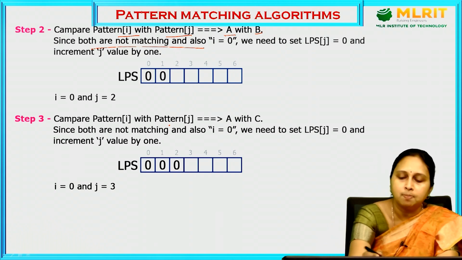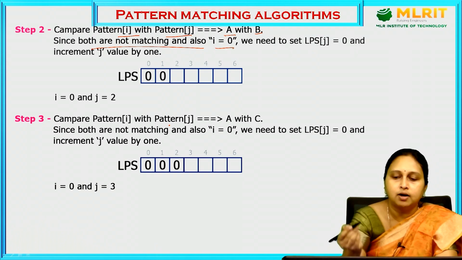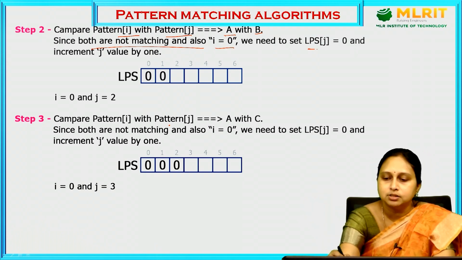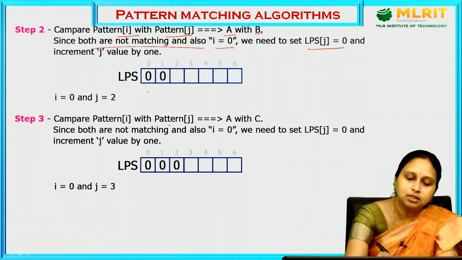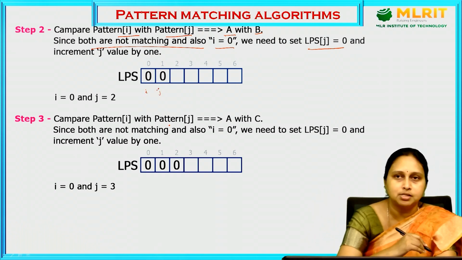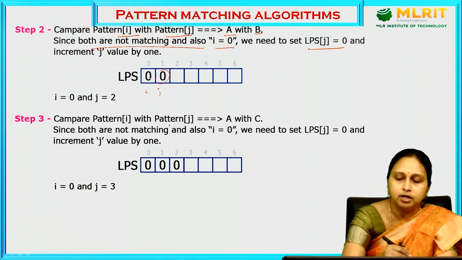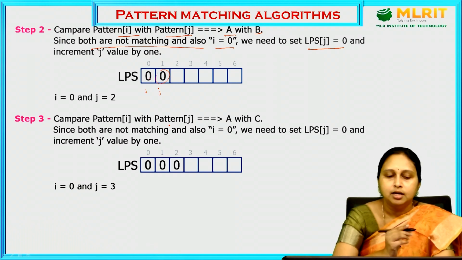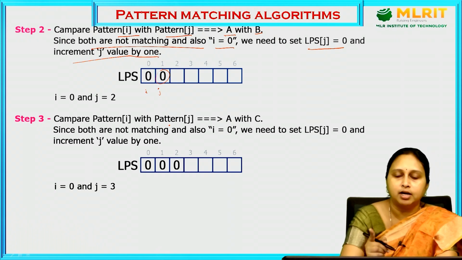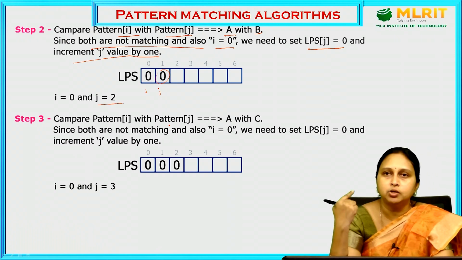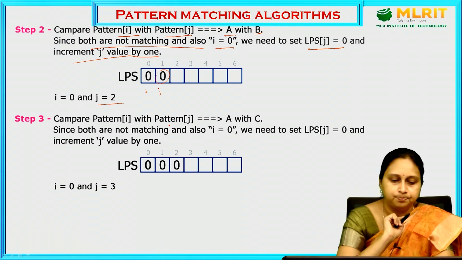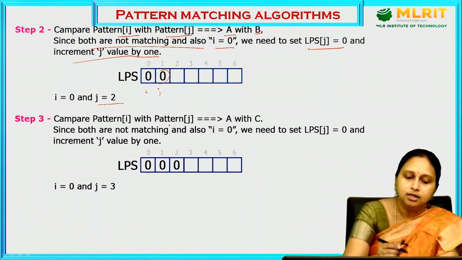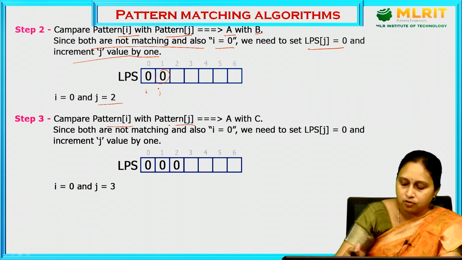Since both are not matching and also I equal to 0, we are going to set LPS of j to 0. LPS of j is nothing but this is I and this is j, it is representing. Now, this one we are going to make 0 and increment the j value by 1. That means now only the j value is updated, not the I value. I value is 0 only. Now, again start comparing your pattern of I with pattern of j.